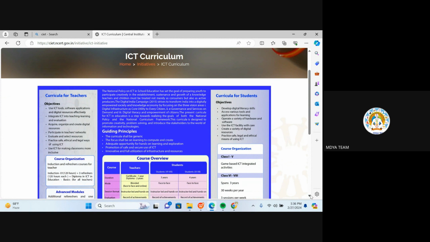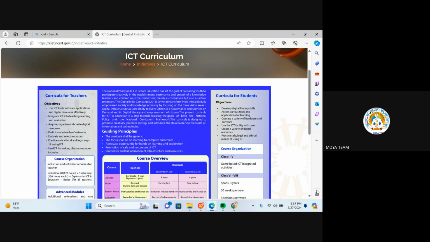They should produce, like in the objective for the student, develop digital literacy skills. They have to develop their digital literacy skills, assess various tools and applications for learning, use the different tools and applications for learning, operate a variety of hardware and software, use the ICT facility with care, create a variety of digital resources, practice safe, legal and ethical ways of using ICT.